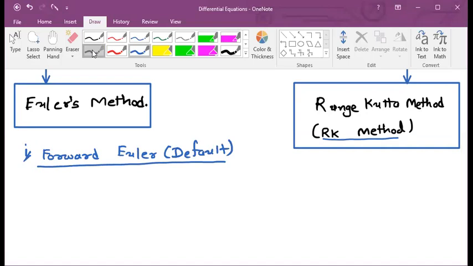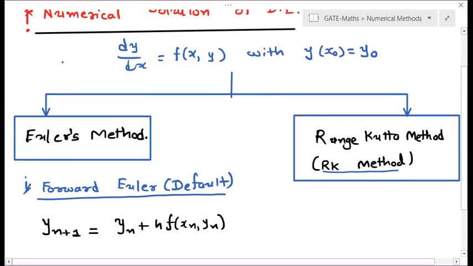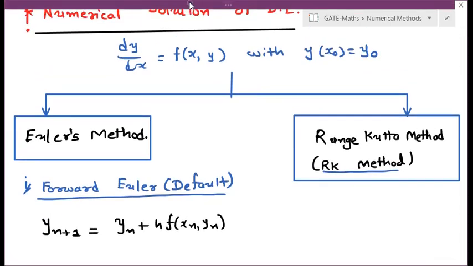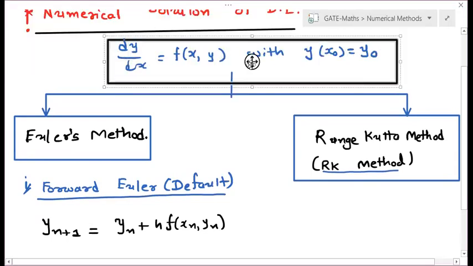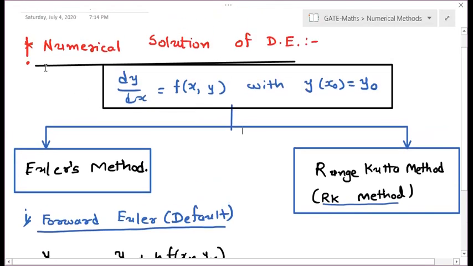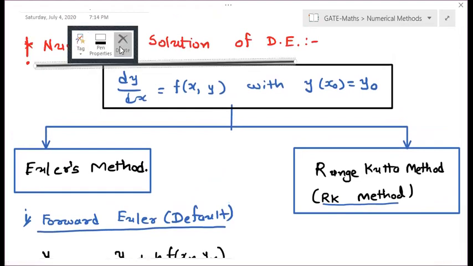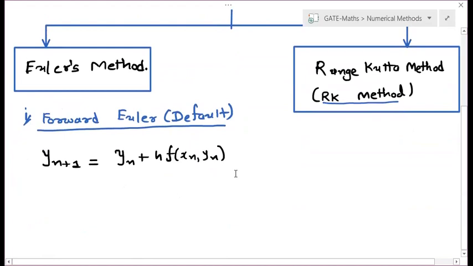The iteration formula for this method is yn plus 1 is equal to yn plus h f of xn, yn. Now what is f of x, y? f of x, y is your dy by dx. So this is your initial condition for the differential equation: dy by dx is f of x, y with y of x naught equal to y naught. So yn plus 1 is equal to yn plus h times f of xn, yn.